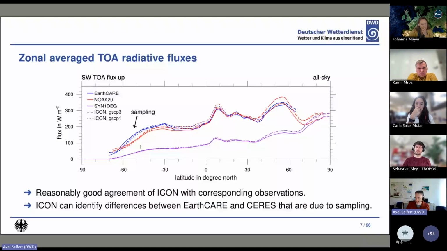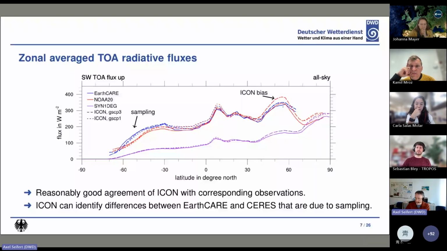But we have other regions, for example, between 50 and 60 north, where both ICON lines deviate from the solid line. So here we have a clear bias in reflected shortwave in ICON. Interestingly, the blue lines are still closer together.